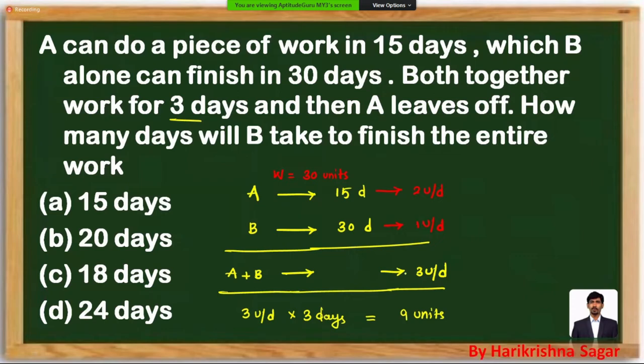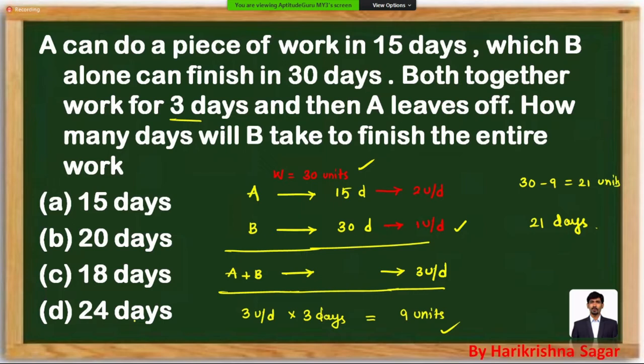Then A leaves off. How many days will B take to finish the remaining work? So out of 30 units, 9 units are over. So that means 30 minus 9, leftover is 21 units. So these 21 units are finished by B in how many days? B is capable of finishing 1 unit in every 1 day. To finish 21 units, he will take 21 days. So that should be the answer, checks.